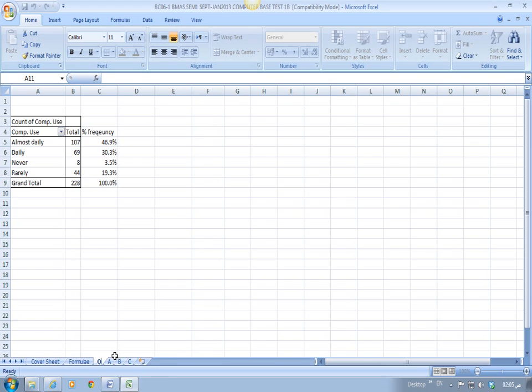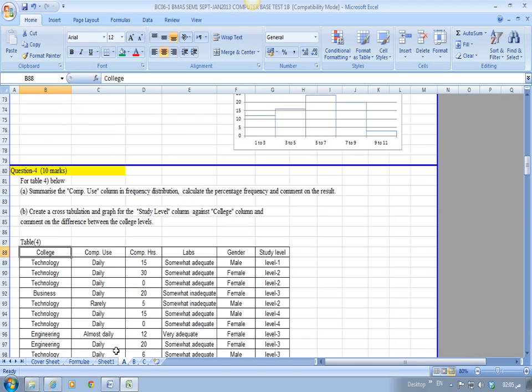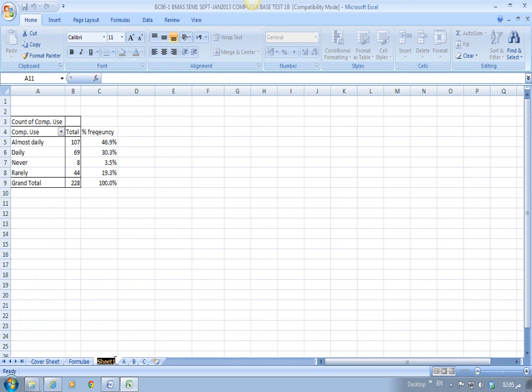Q3. So here this one is Q3 or Q4. Is it Q4 or Q3? Which question? This is question number 4A. So question 4A answer. Okay.